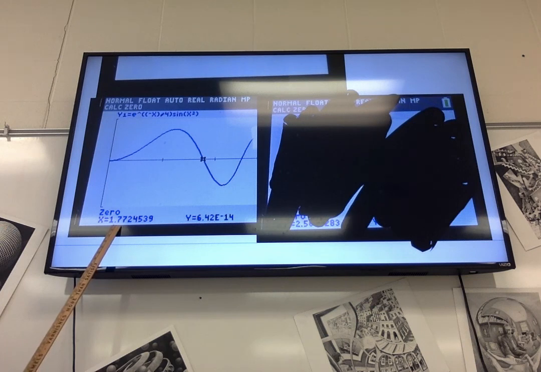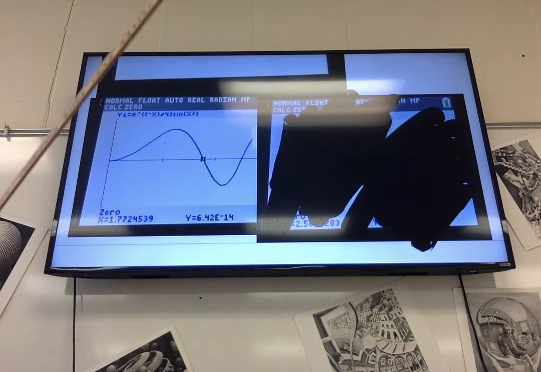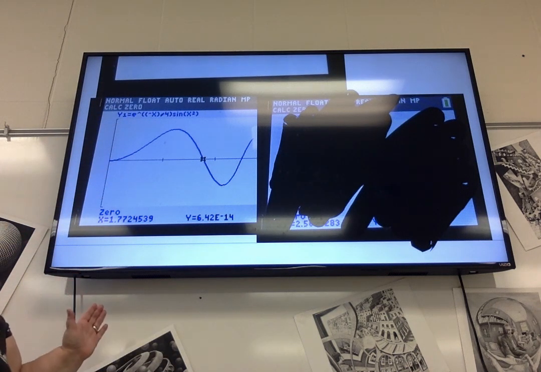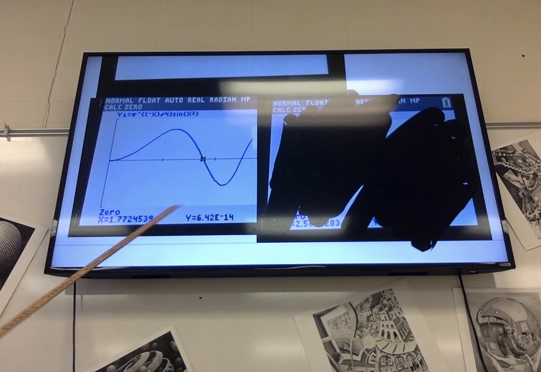Do I have to write the whole thing? How many decimals do we need? At least 3. Now, if we were going to use this as an answer for something else, we would want to write more. Do I write just the X or do I write the X and the Y? You just need the X.